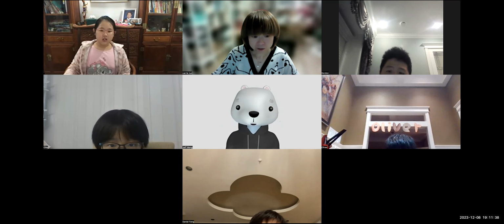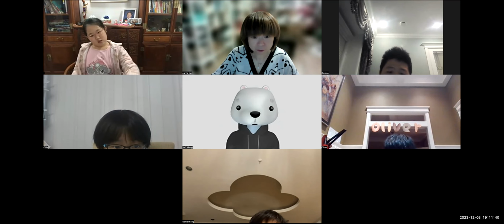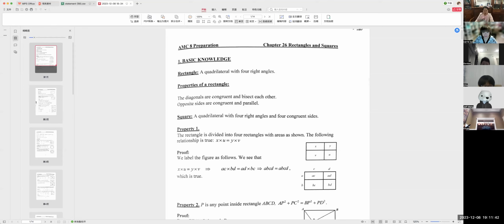Okay, so we're going to start to share the screen with all of you. So that's the thing we learned today, okay? So today we're going to still continue using the geometry, okay? So let's take a look at this one. Rectangles and squares, okay? A rectangle is a quadrilateral with 4 right angles, okay?